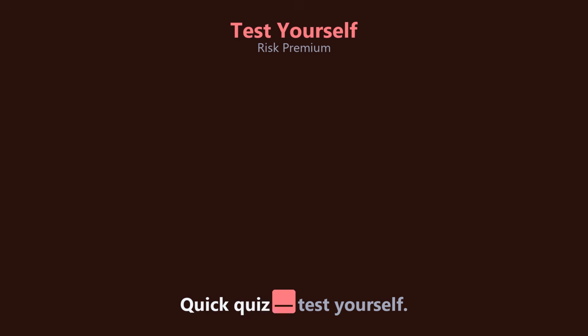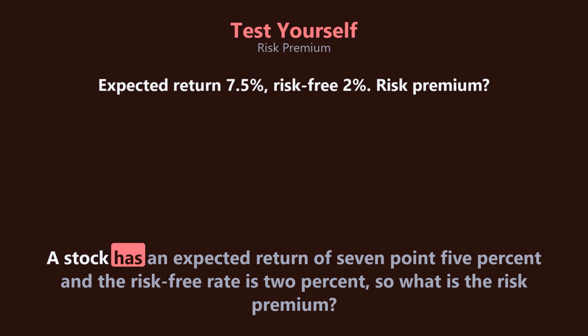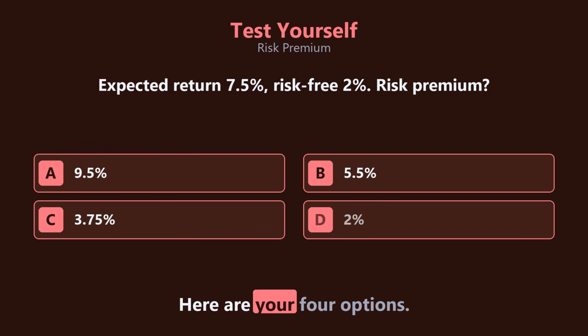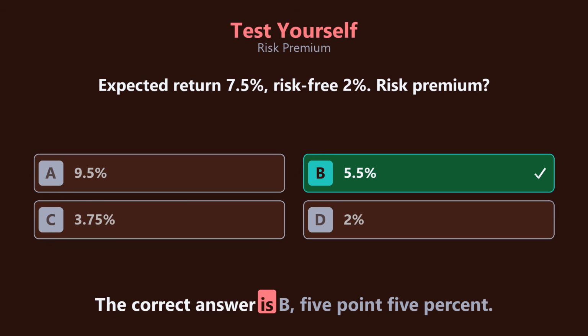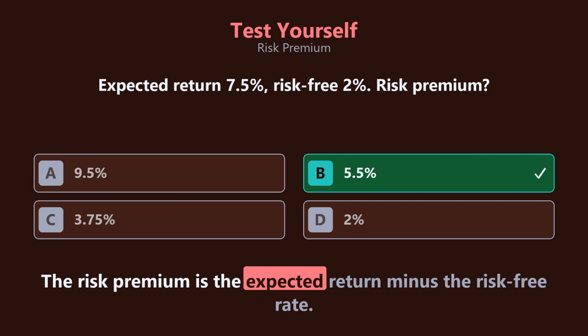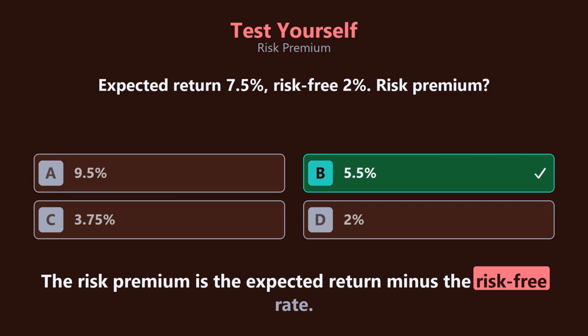Quick quiz, test yourself. A stock has an expected return of 7.5% and the risk-free rate is 2%, so what is the risk premium? Here are your 4 options. Pause the video and solve it now. The correct answer is B, 5.5%. The risk premium is the expected return minus the risk-free rate.